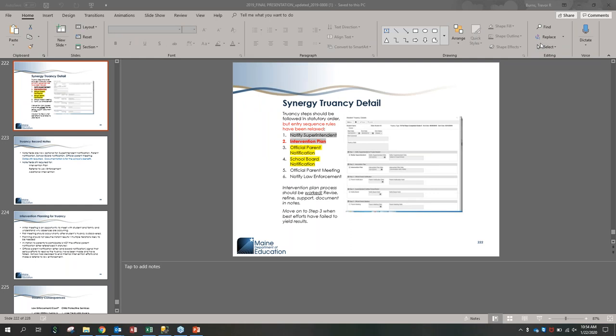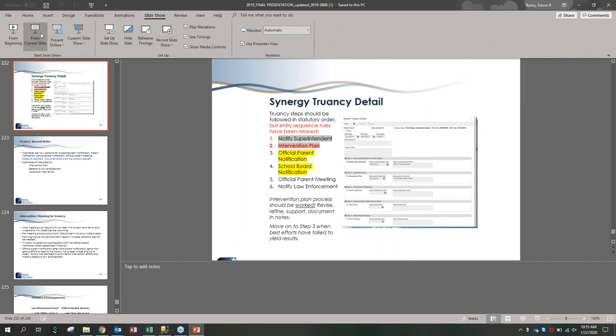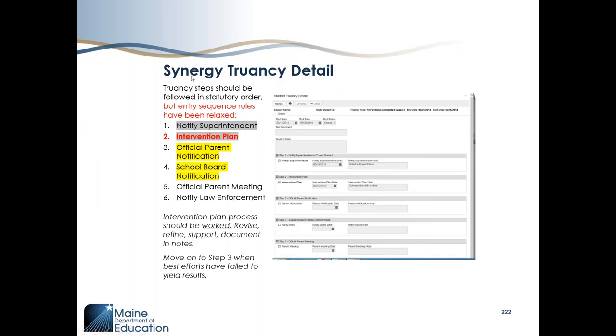Sorry, guys, trying to find the specific answer to this question. I now have my screen shared up. Truancy should be following statutory order, but entry sequence rules have been relaxed. So it's set up so we have to do steps one and two, then steps three or four, and then steps five or six. The most important part of this, as I recall, was this part about moving on to step three when best efforts have failed to yield the results. So you don't actually have to have accomplished the intervention plan, or you can be accomplishing the intervention plan and move on to the other parts.